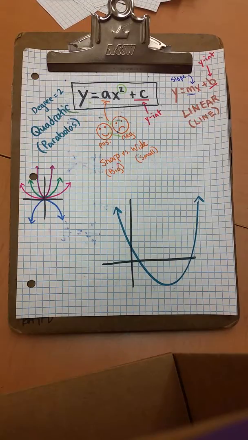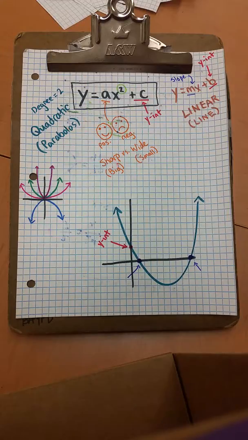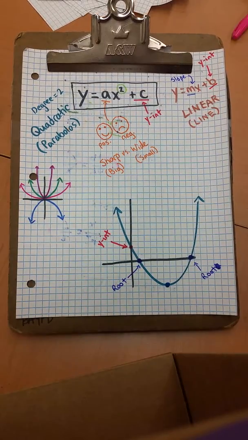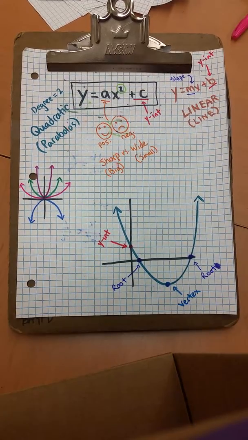Now we're going to look at a few important points on a parabola. Where the parabola crosses the y-axis, we get our y-intercept. Where the parabola crosses your x-axis, which is oftentimes in 2 different spots, we get something called our roots. The x-intercepts are called roots on quadratic equations. The last really important point is at the very top or the very bottom of the parabola. This point is called the vertex.